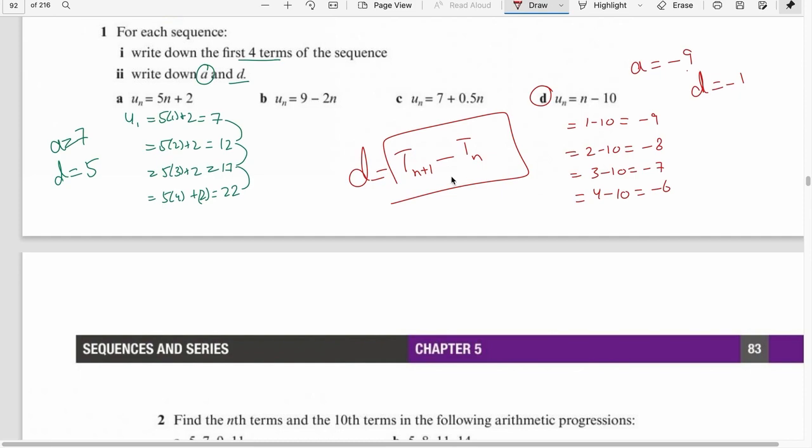Normally the common difference is whatever is in the second place minus whatever is before that. So we may select any 2 terms. For example, you select these 2. The later term minus the previous term gives you the difference. So in this case, minus 6 minus minus 7 would give you the difference. So that was plus 1. Minus 6 plus 7 is plus 1.